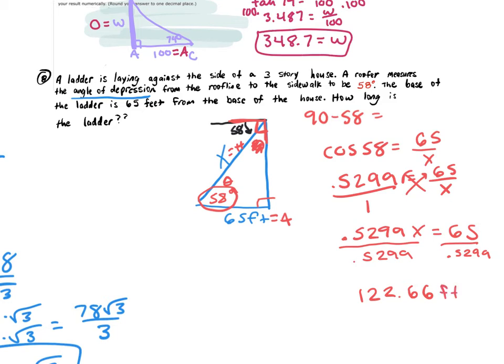That would be in feet. Does everybody agree with that? Yes. When I did the solutions, I used this as theta, so I had to do 90 minus 58, which gave me 32 as my theta. So then I did sine of 32. So there's more than one way to do this. If you did it a different way, but still got the right answer, totally fine. So as long as you get 122.66, then you're good. Any questions on this one?